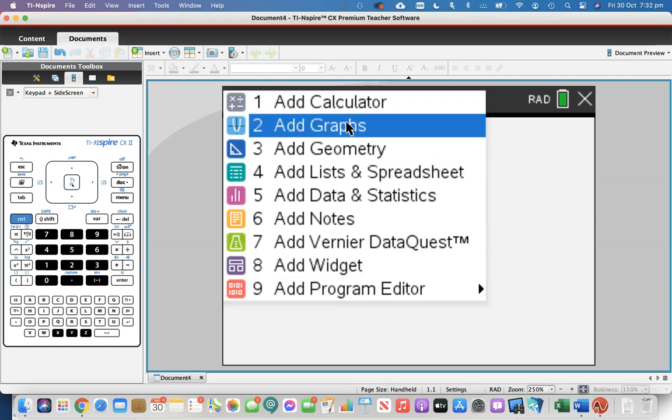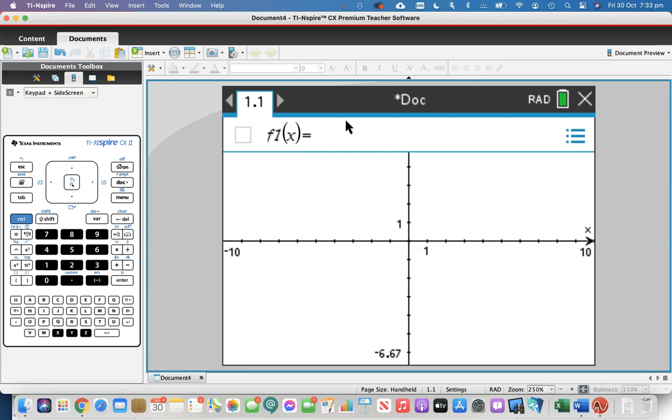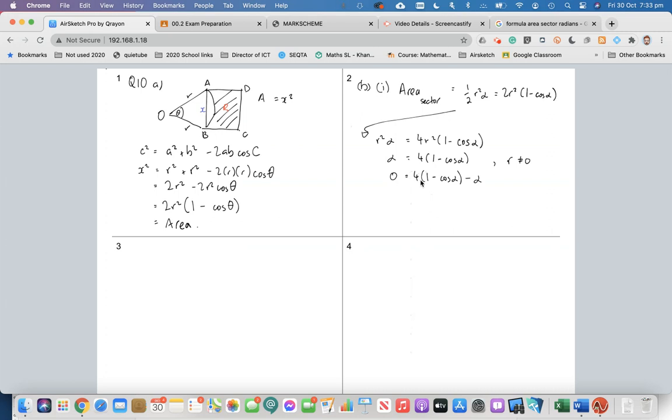And this time I'm going to add a graph, not a calculator. And what I put into my graph is the function that I've got here, in this case on the right. It's the bit that's set equal to 0: 4 outside of 1 minus cos alpha minus alpha.